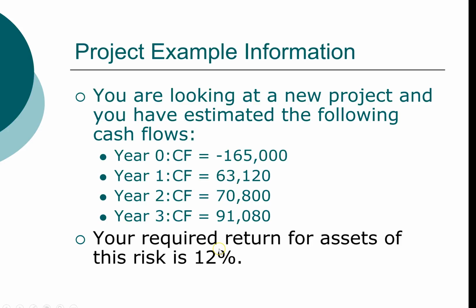Another thing that is important is to look at the opportunity cost for this project. So the required return or the discount rate that you'll be using for this project is 12%. What that means is if you don't invest in this particular project, you could invest in a similar project with similar risk, and you can earn a 12% return. So this is the information that we'll be using in introducing all the capital budgeting methods.